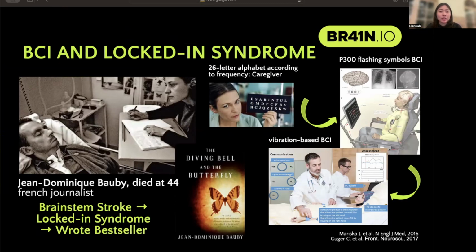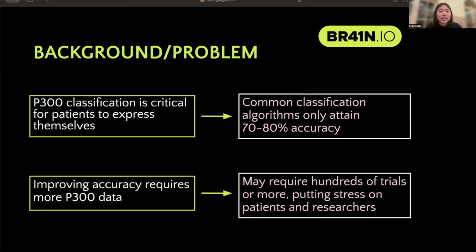Detection of a P300 signal after vibrotactile stimulation to an area where a patient is focused on is one such method. Accurate classification of P300 signals is critical for patients to express themselves freely. However, most common classification algorithms only attain 70 to 80% accuracy.